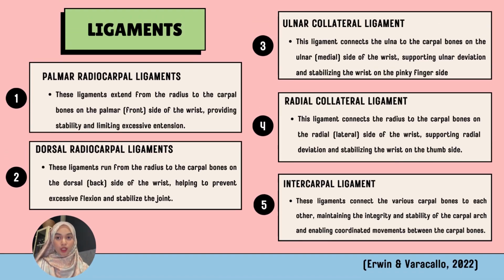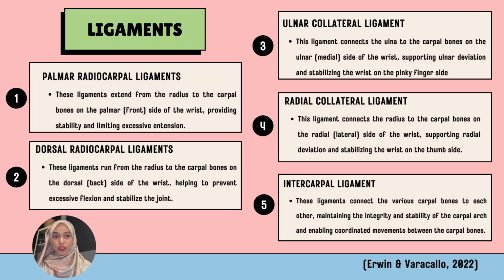First, we have the palmar carpal ligaments. These ligaments extend from the radius to the carpal bones on the palmar, which is the front side of the wrist, providing stability and limiting excessive extension. Second, we have the dorsal carpal ligaments. These ligaments run from the radius to the carpal bones on the dorsal, which is the back side of the wrist, helping to prevent excessive flexion and stabilize the joint.